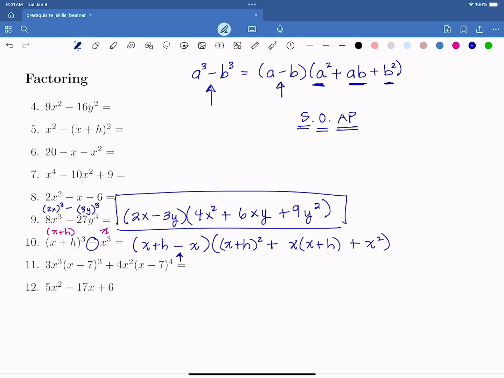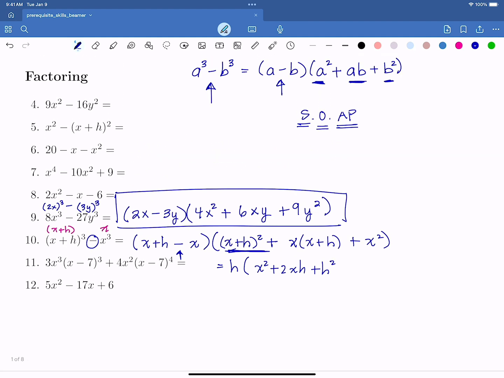Now there's more simplifying for me to do here. x plus h minus x, right here, is just h. And then right here, I'm going to FOIL this out: x squared plus 2xh plus h squared. Okay, then I'm going to distribute the x here. So I'll have plus x squared plus xh, and then this term, plus x squared.